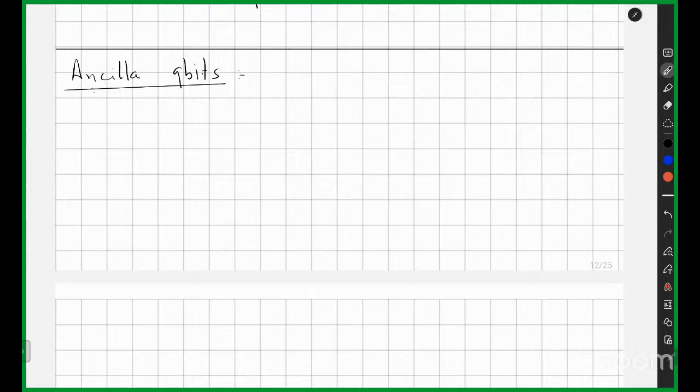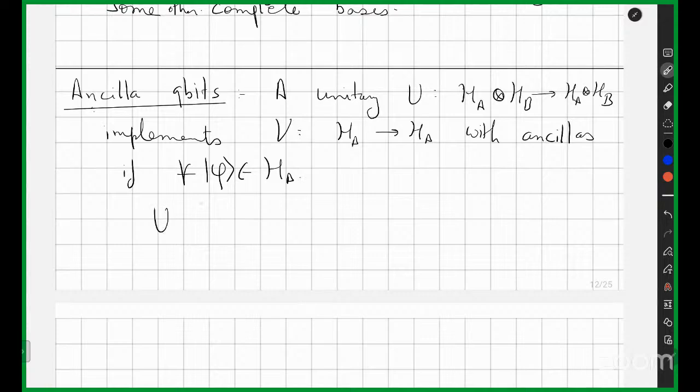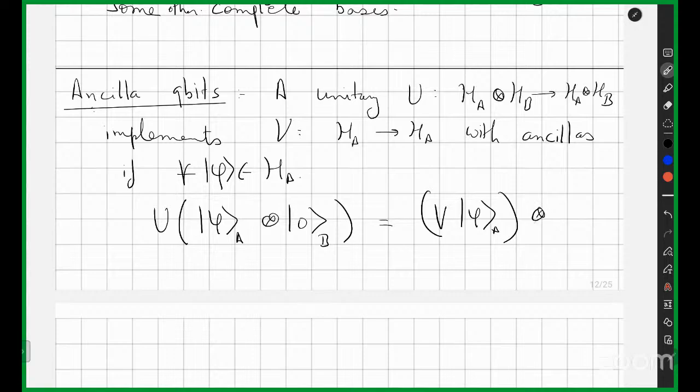So you say that a unitary U, which is, let's say, H_A tensor H_B to H_A tensor H_B, implements a unitary V from H_A to H_A with ancilla if for every phi, you apply U to phi tensor 0, where phi is in A and 0 is in B, and it is actually equal to V phi tensor 0.